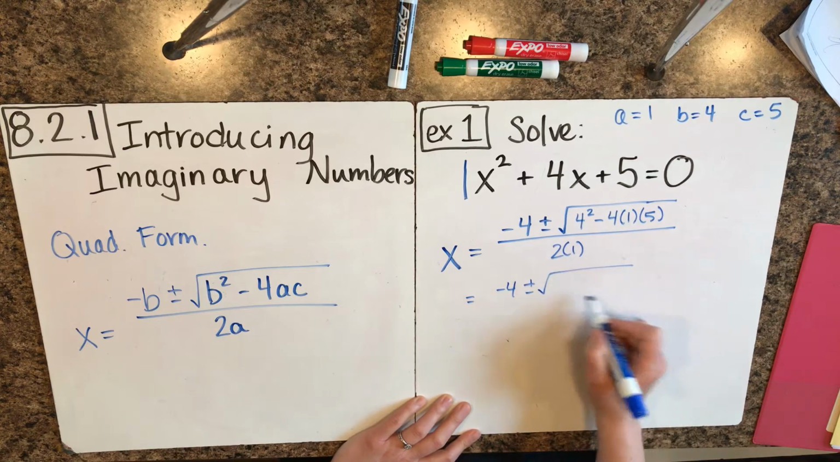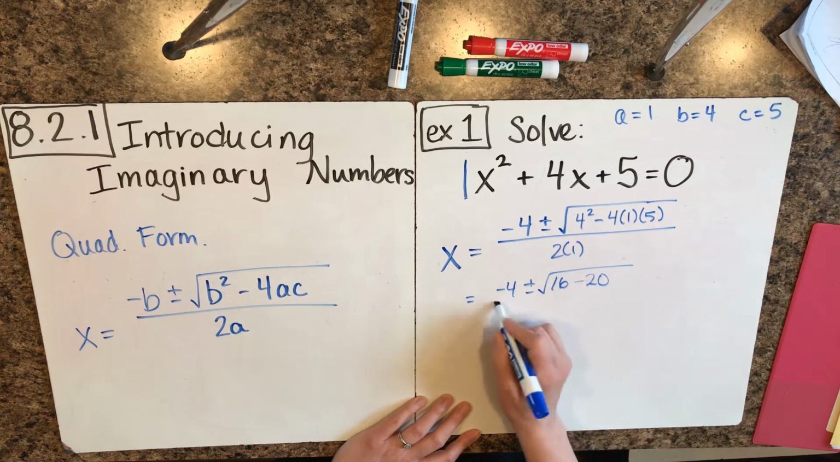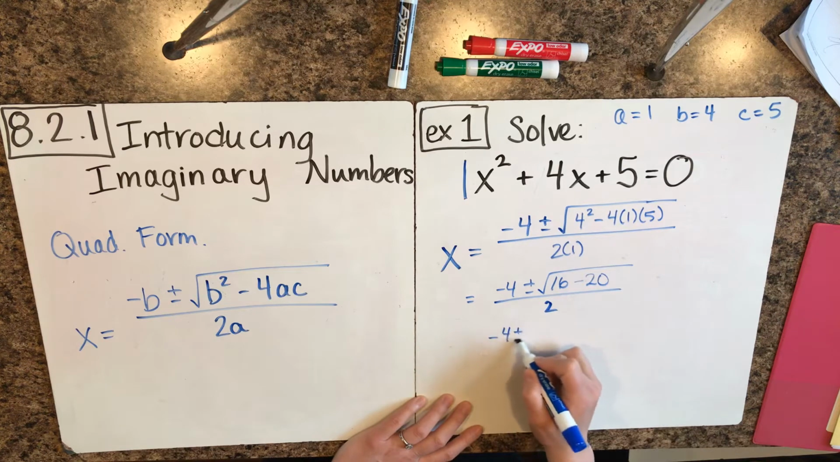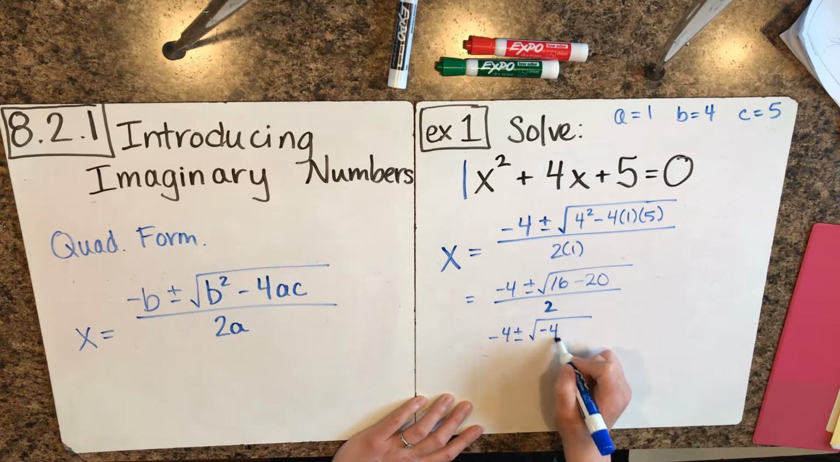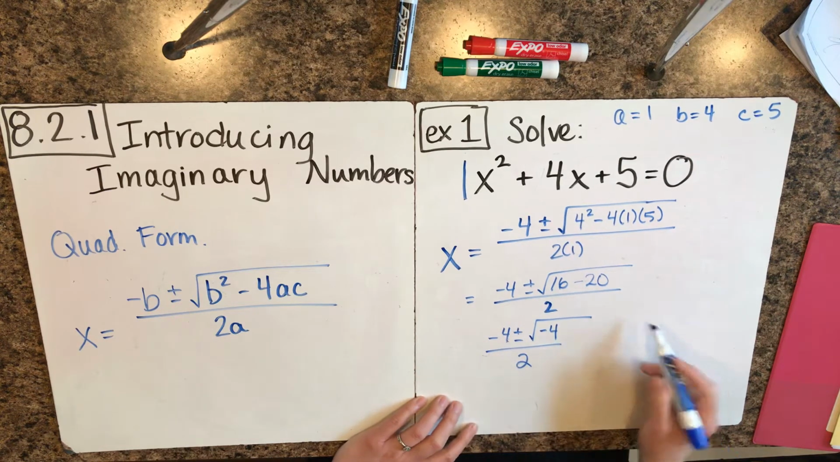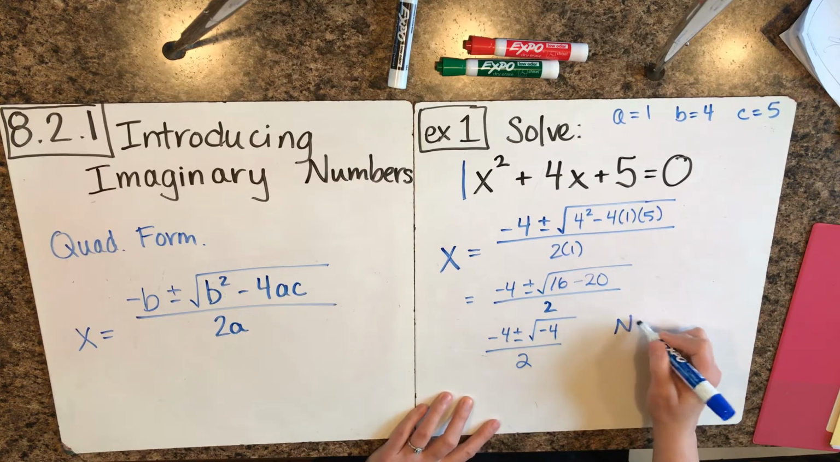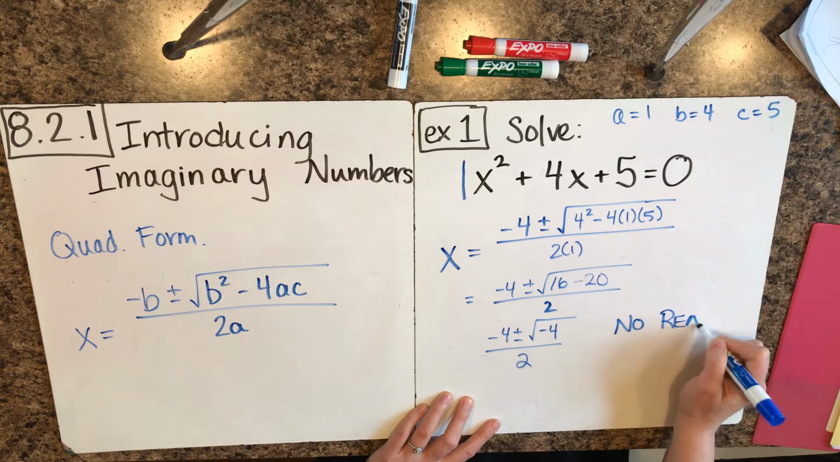When I square 4, I get 16. When I multiply these together, I get negative 20. Of course, I get 2 on the bottom. When I subtract 16 minus 20, I get negative 4. And so far, what you guys know is you'd get to this point and you'd say, no real solution.